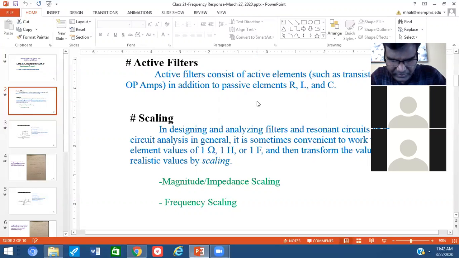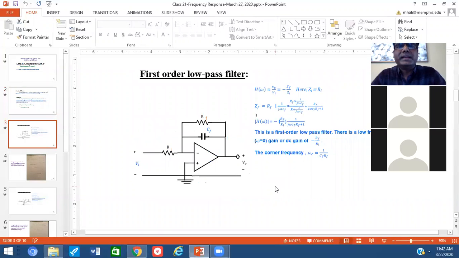I think everybody is fine so far. I'm fine. Okay. So now, moving forward, here is the example circuit for the first order low pass filter along with its mathematical modeling.